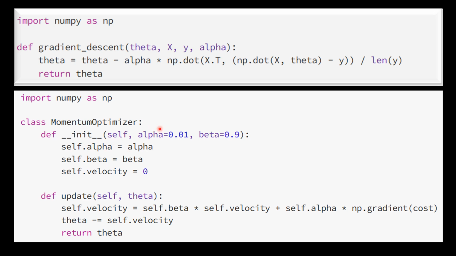Here the update method is used to adjust the model parameters theta based on the current momentum, the learning rate and the gradient of the cost function. It updates the momentum by multiplying the previous momentum with the momentum factor and adding the new gradient scaled by the learning rate, and then it updates the model parameters by subtracting the new momentum from the original weights.